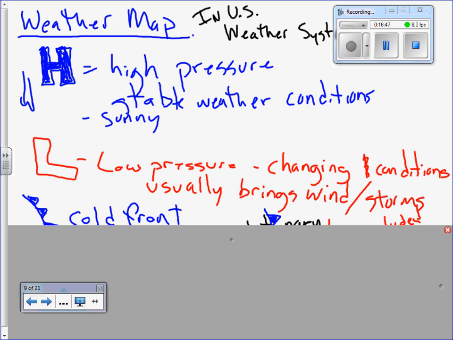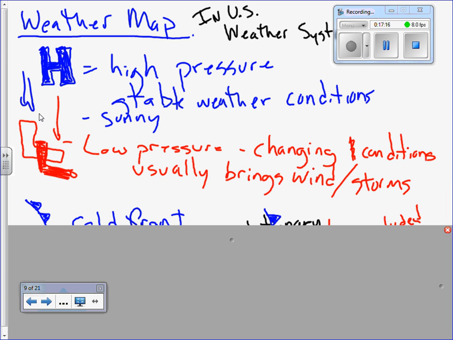Then we have low pressure, as we talked about. Low pressure, again, is the warmer air masses, and is shown on the weather map by a big red L. The low pressure is generally changing conditions because the wind is always going from an area of high pressure to an area of low pressure. So if there's low pressure, it's probably going to get pushed out. So changing conditions, usually bringing wind and storms when you have low pressure.